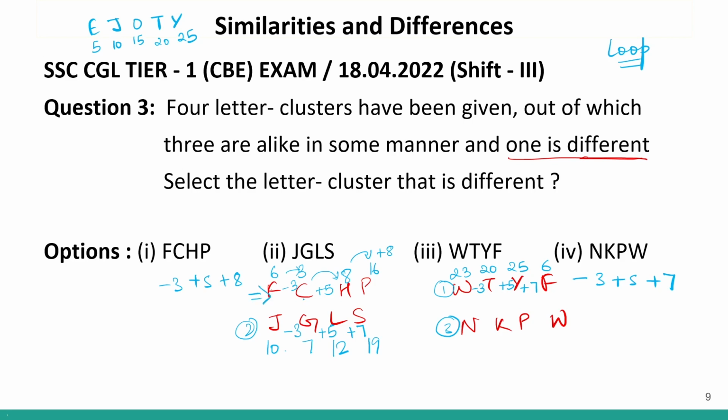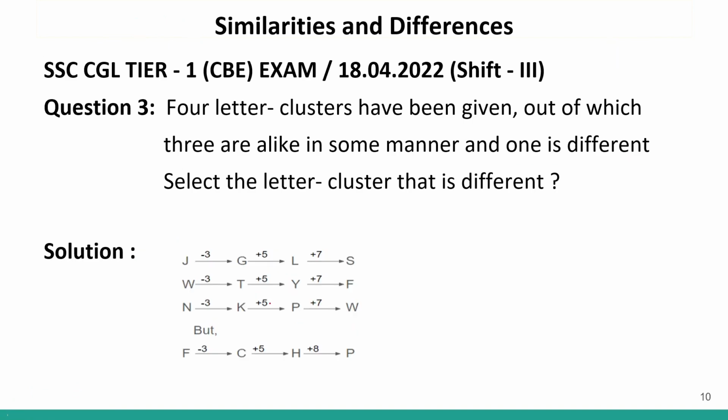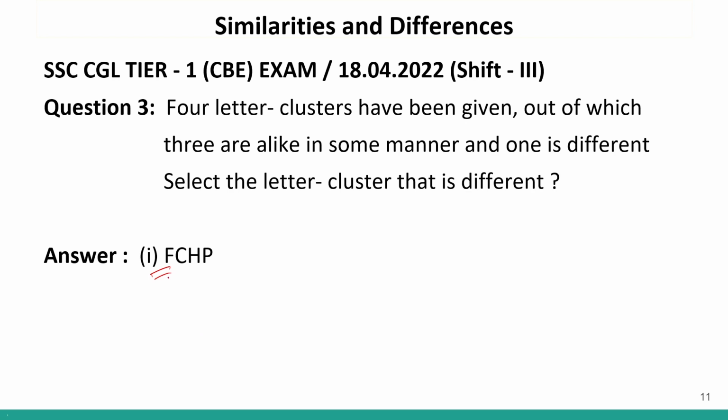Only this term, which is FCHP, is something that follows a different logic. Hence the one that is different will be option number 1, FCHP. Okay, here you can see that this followed the same logic of -3 plus 5 plus 7, whereas this one followed a different logic. Hence this is the one that is different. FCHP, option number 1 is your answer.